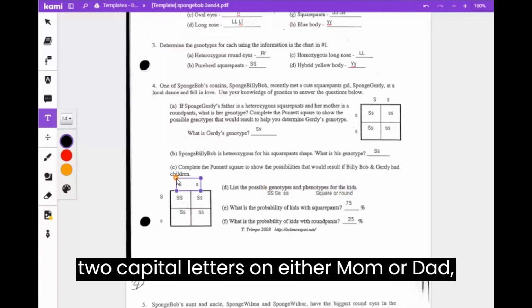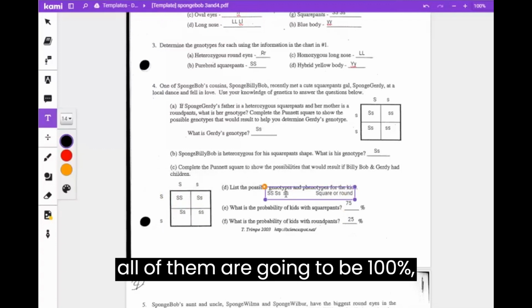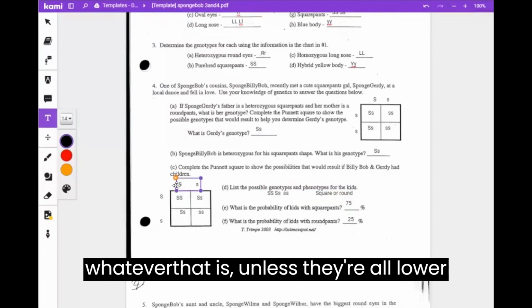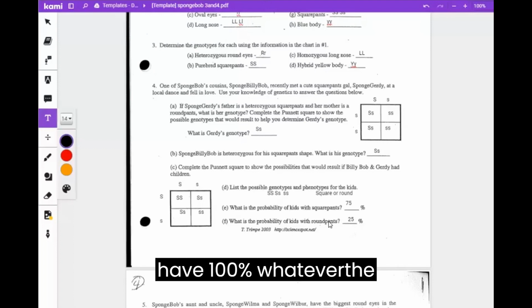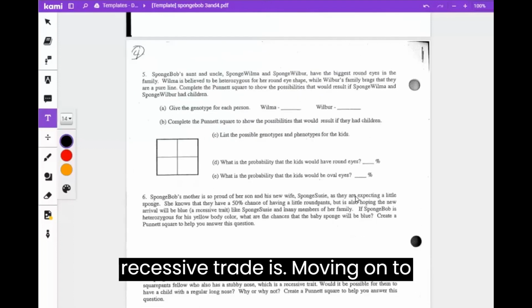Okay, if you have two capital letters on either mom or dad, all of them are going to be 100% whatever that is, unless they're all lowercase letters. Then they're all going to have 100% whatever the recessive trait is.